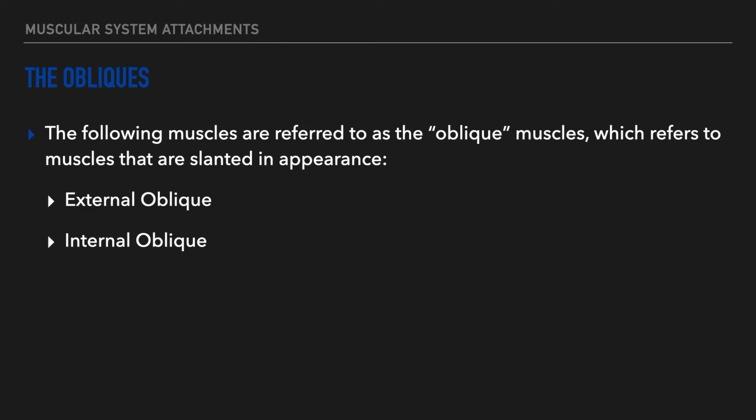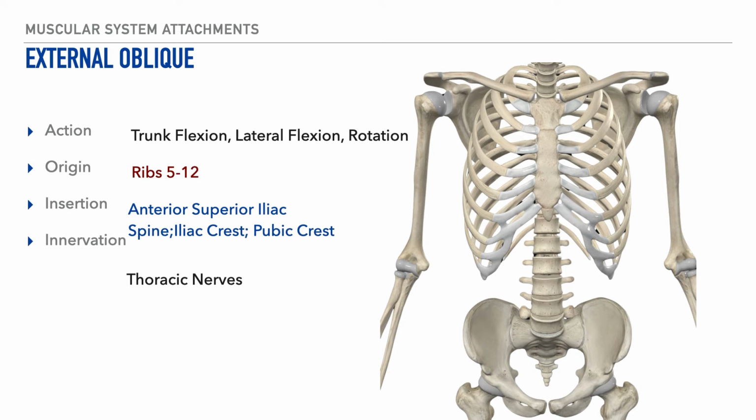And we have two of these, the external and internal oblique. And as you may know, the internal abdominal oblique is deep to the external abdominal oblique musculature. With that, let's look at the more superficial external abdominal oblique. Its actions permit trunk flexion, lateral flexion, and rotation.